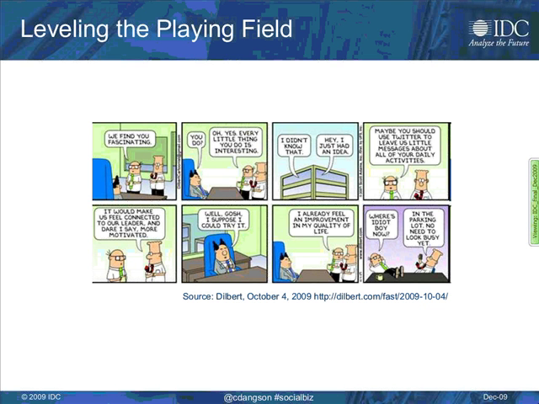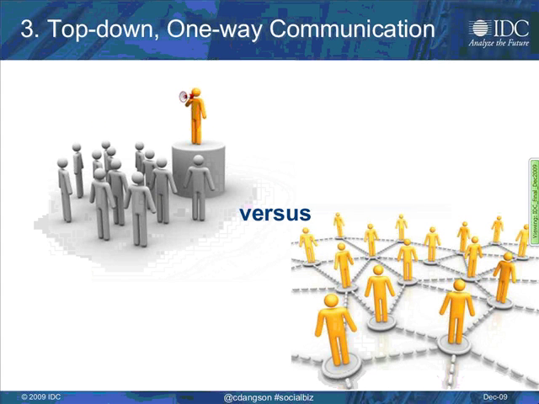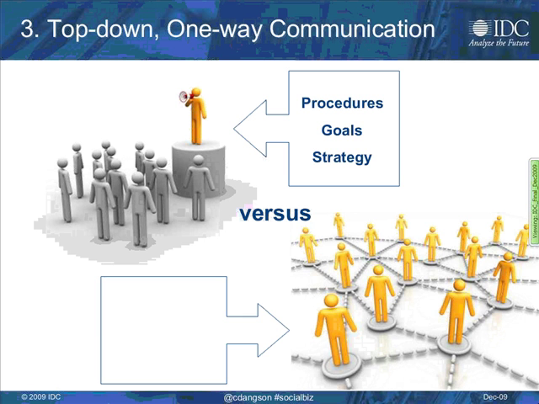So I just wanted to use this cartoon because I think it really hits home what some managers in large organizations fear. Another barrier is the top-down one-way communication channel. So this is about controlling information, and it's okay and works well for overall organizational procedures, goals, and strategy, but it doesn't really work well when we talk about coordination, problem solving, and resolving conflict.